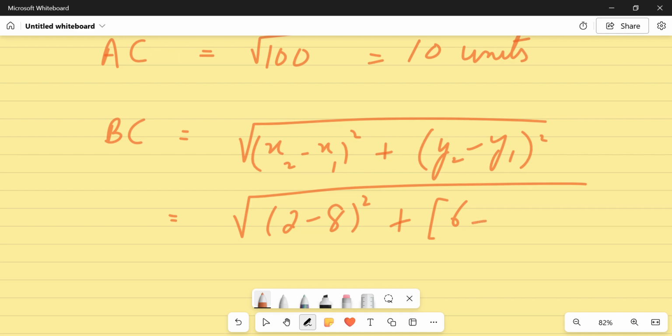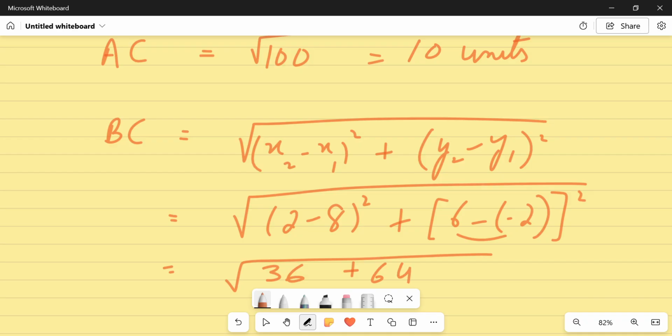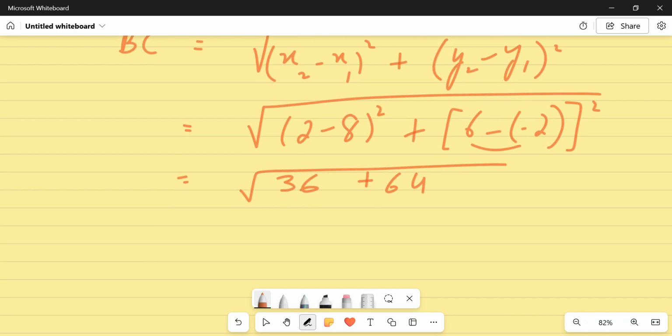So here it is 2 minus 8 the whole square plus 6 minus 2 the whole square. When we solve it, 2 minus 8 gives you -6. -6 the whole square gives you 36. I'm doing it directly. And here 6 plus 2 is 8. 8 to the power square is 64. This is also 100, right? 36 plus 64 gives you 100, and the square root is 10 units.